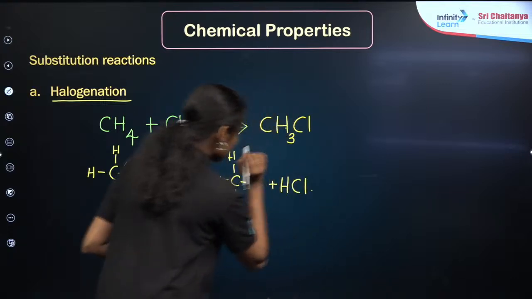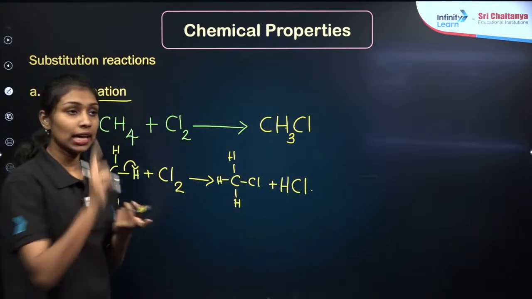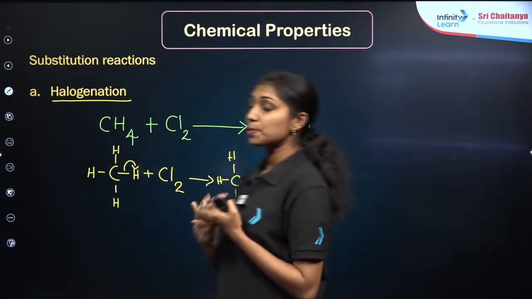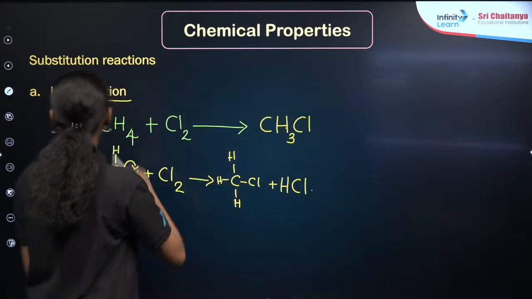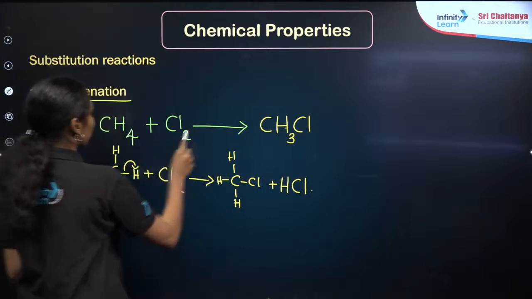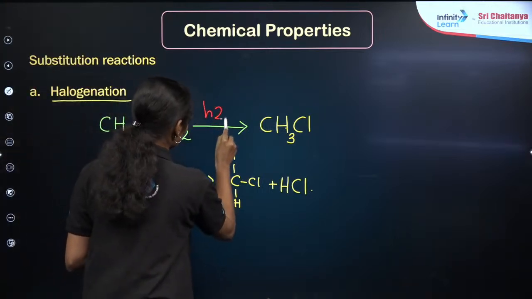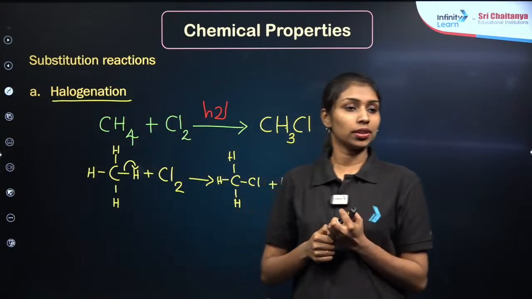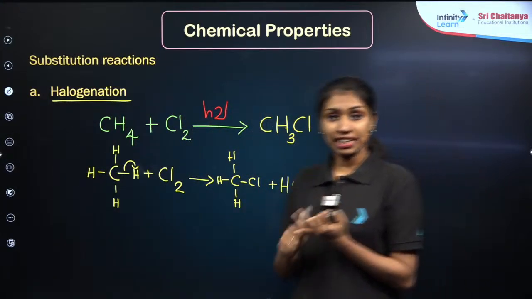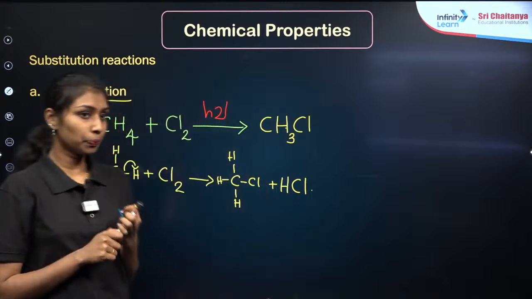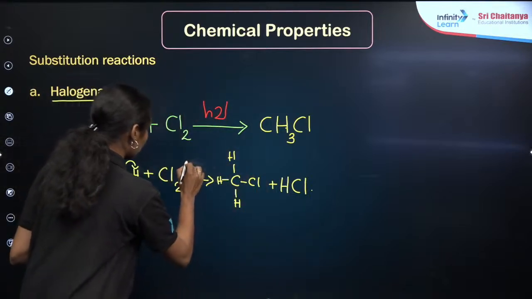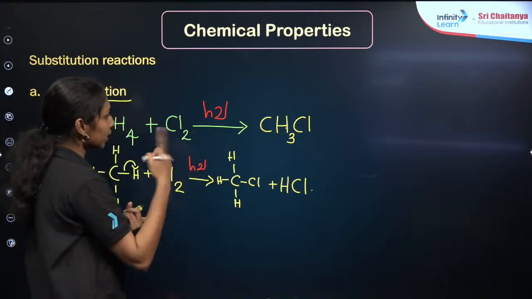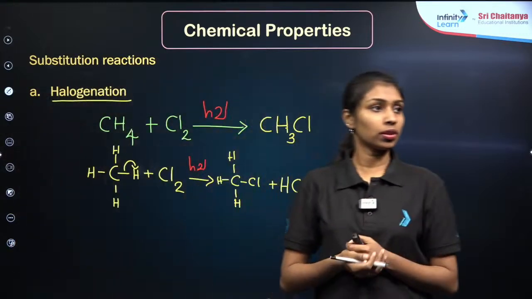Then, for the halogenation or chlorination reaction, a catalyst has to be used. Here the catalyst used must be a high energy photon, which we can write as H nu. I think you have an idea about the photon from your structure of atoms chapter. H nu means high energy photon, ultraviolet radiation, or sunlight. If you are taking substitution with any of the halogens, you must take H nu as the catalyst here. Clear?